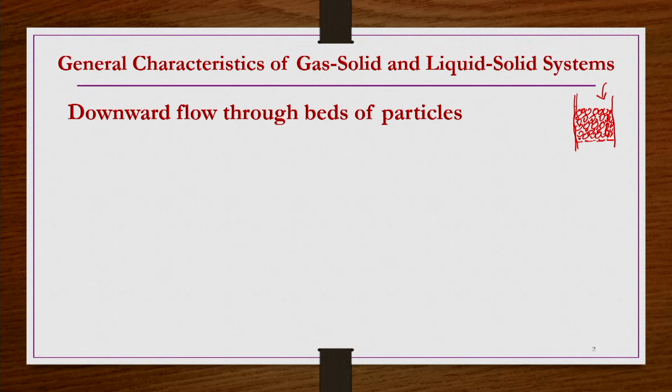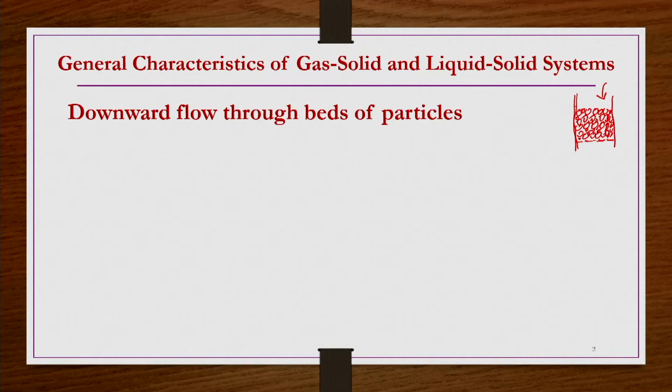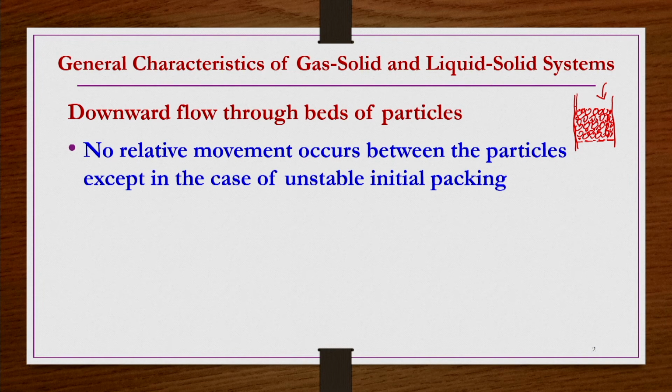So, whatever pressure drop versus velocity or flow rate relations there are for a packed bed, like the Kozeny-Carman equation, the Burke-Plummer equation or the Ergun equation, which we have derived, they will be valid here. Why are they valid here? Because there is no relative motion between the particles if the flow is downward. So, there will not be any relative movement between the particles except in the case of unstable initial packing.